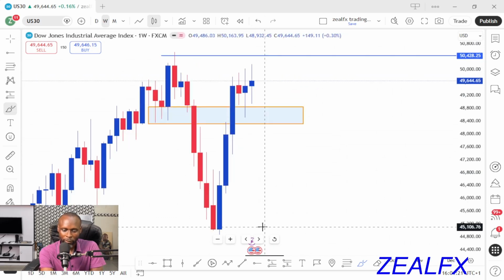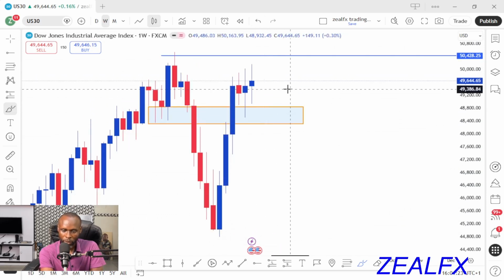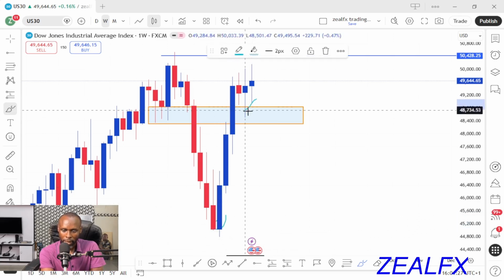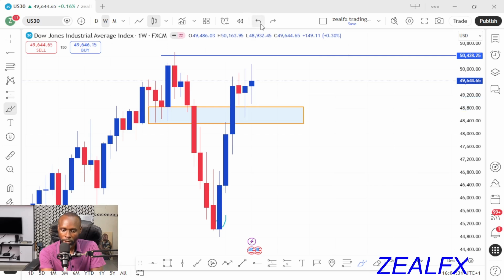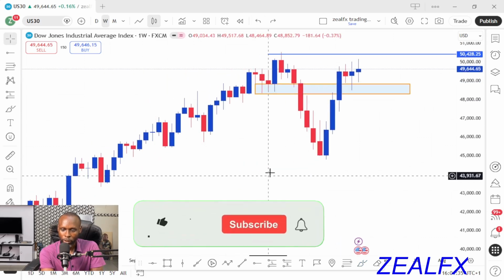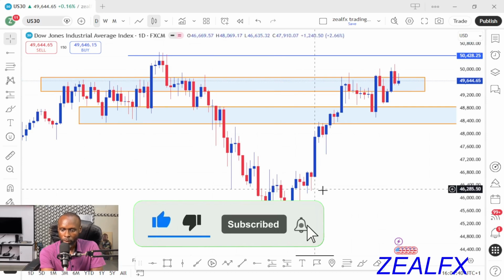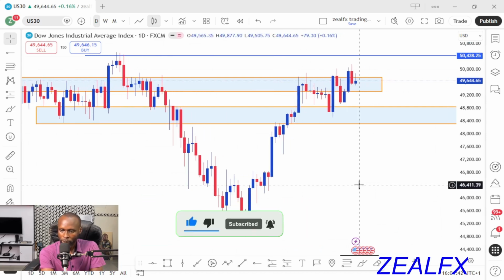On my weekly time frame, you can also see that price is also pushing higher on the US30, where we have this lower low and higher low. So this is an indication of more of the buying opportunity building up on the US30. So this week, you have to look out for more of the buying opportunity on the US30. So that is for the US30.